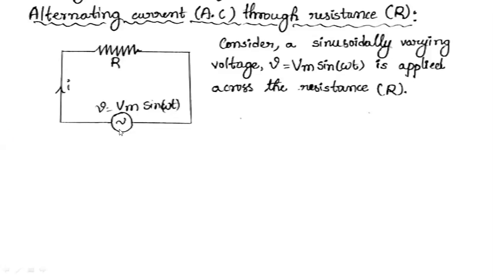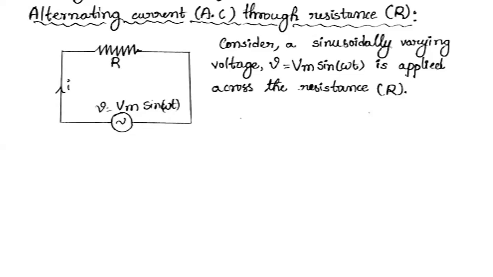I'm going to apply the AC voltage V equals Vm sin omega t. When I apply the AC voltage V equals Vm sin omega t across the pure resistor, the amount of current passing through the circuit is I.